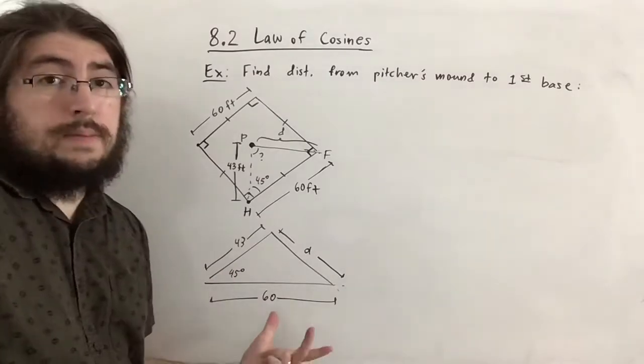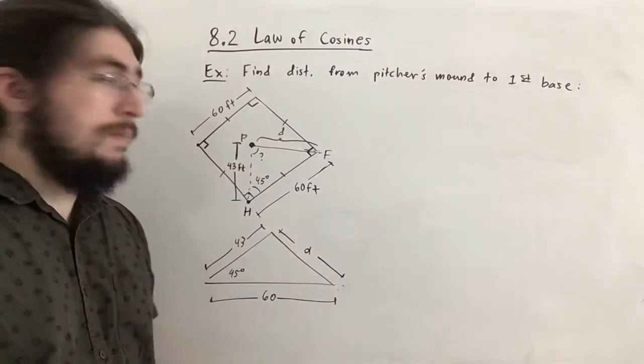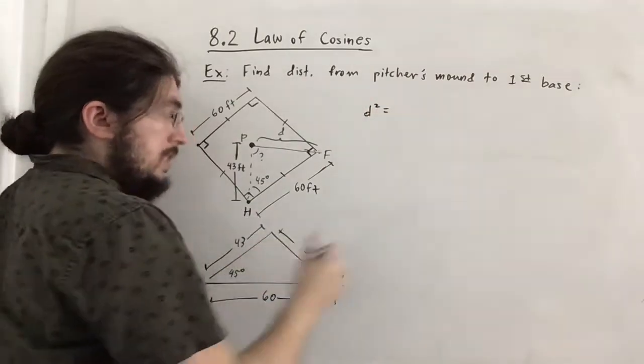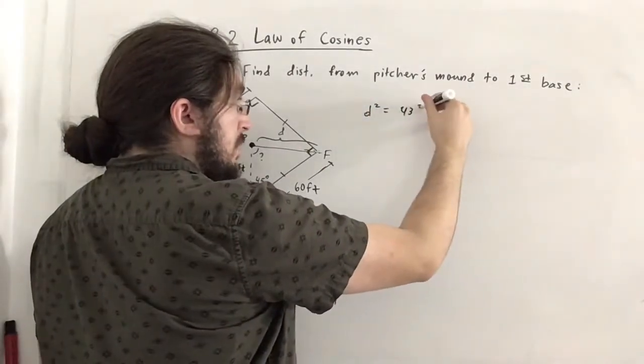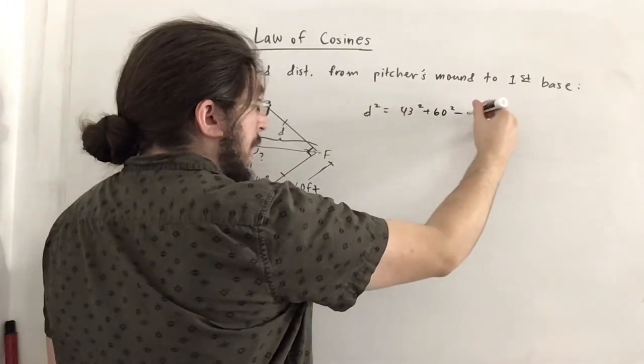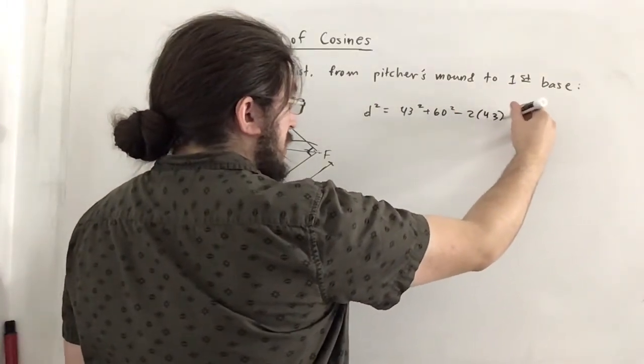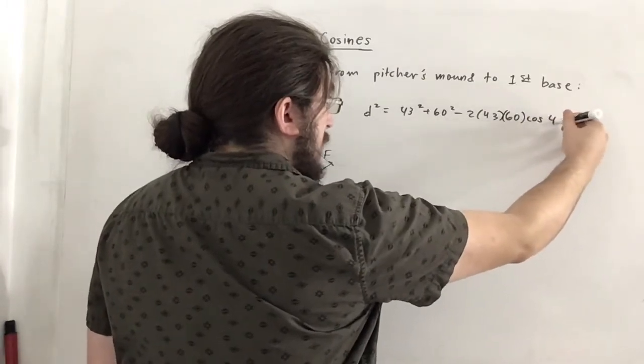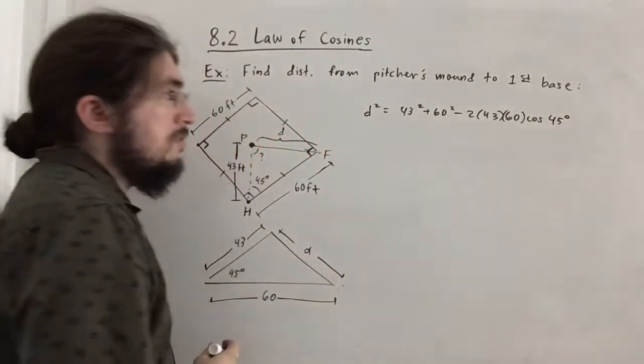So that means that law of cosines is definitely applicable. We're going to have that the side we want squared is equal to the sum of the squares of the other ones, namely 43 squared and 60 squared, minus 2 times the product of 43 and 60, times cosine of the angle opposite the distance d, which is 45.